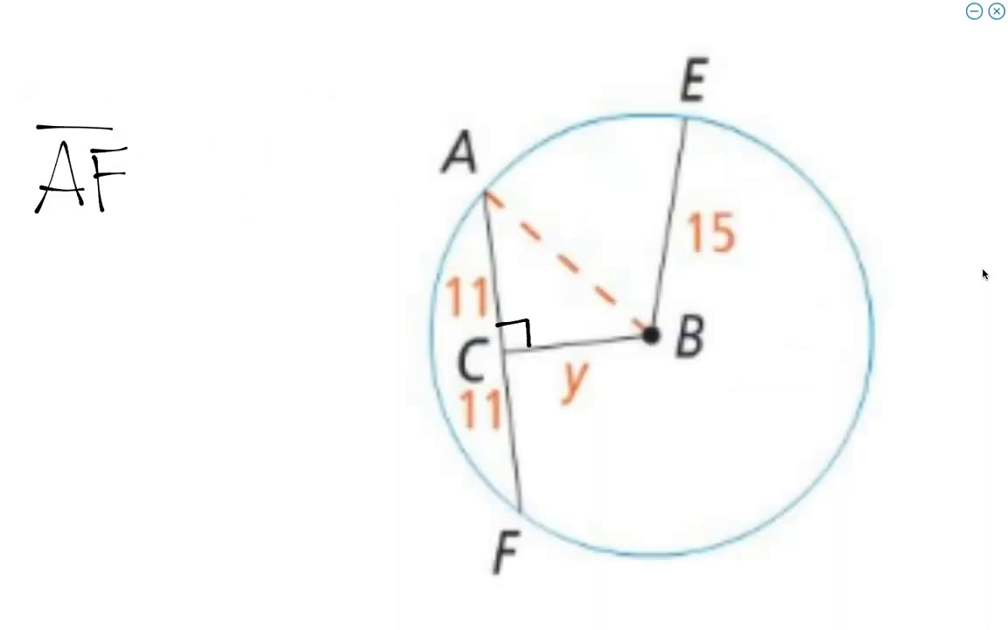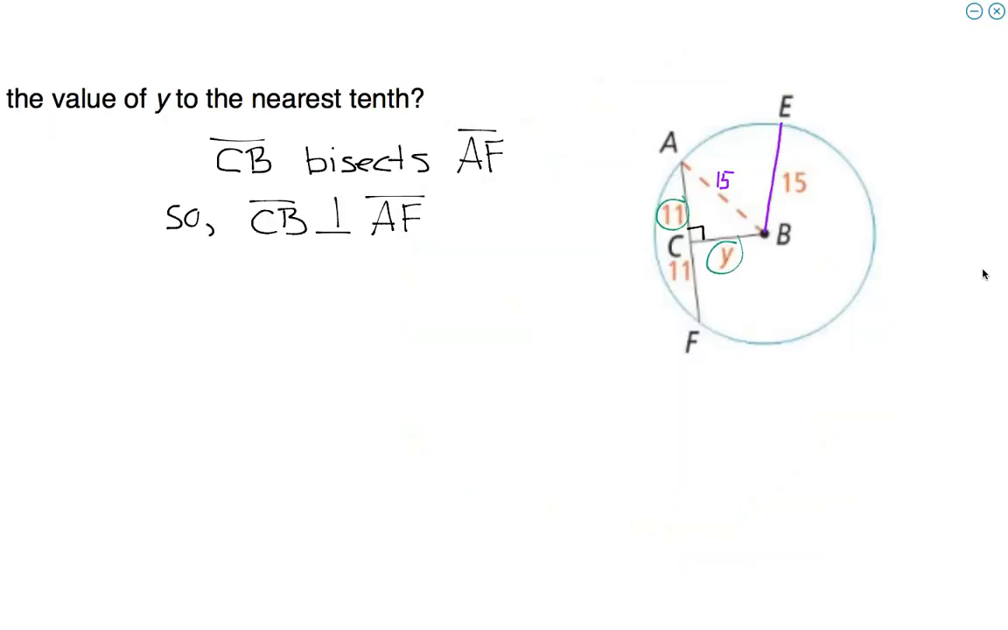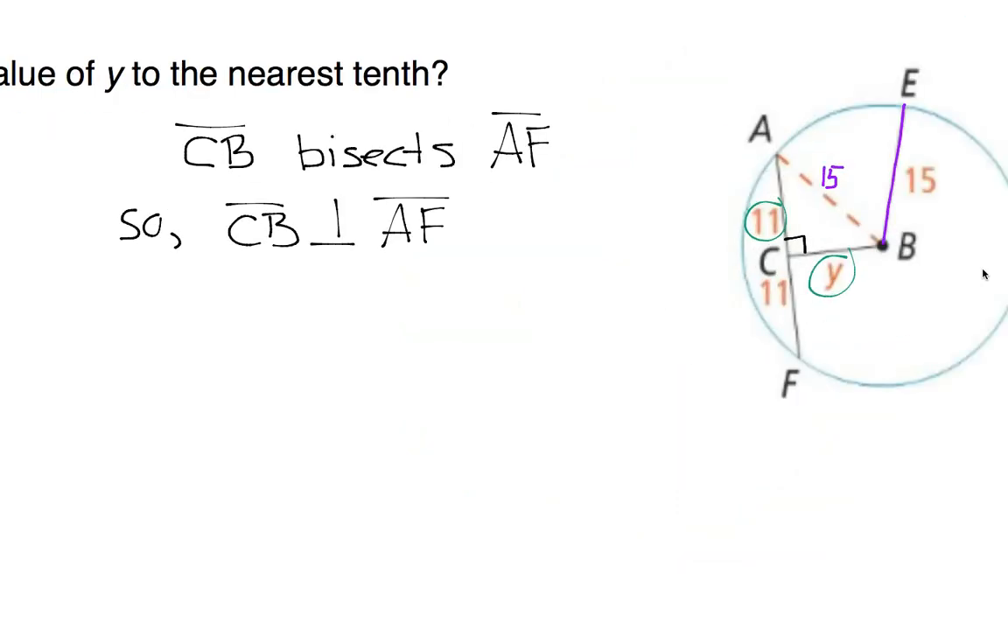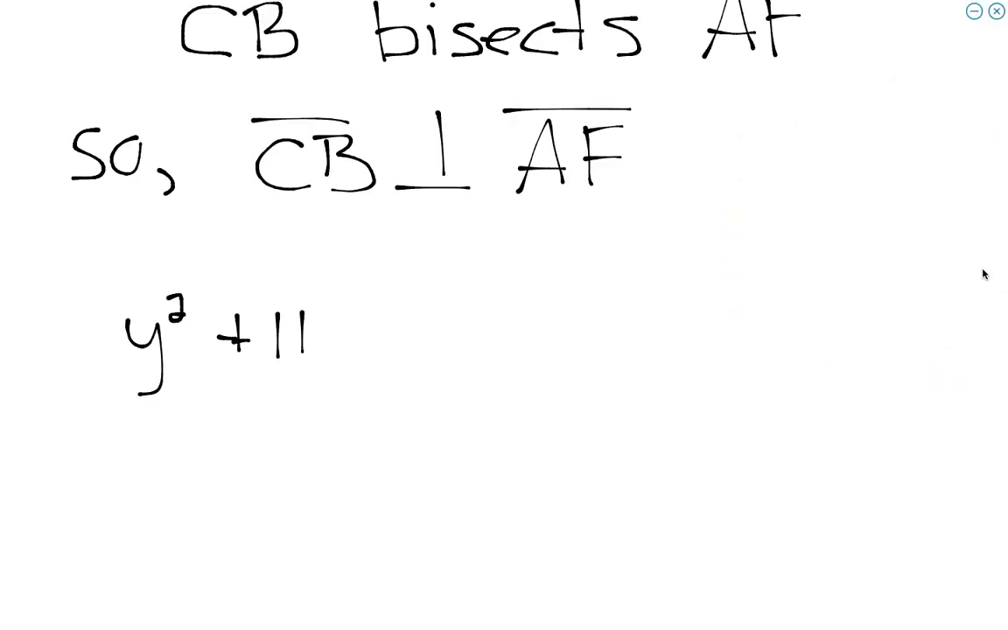So if we're looking for the side of a right triangle, we need to have two of the three sides. So what is that side? Well, they're giving us this radius here of 15. All radii are congruent, so this is also 15. So here comes our Pythagorean theorem. Remember, 15 is across from that right angle. So out of A, B, and C, it is C. So this is going to be y squared plus 11 squared equals 15 squared.